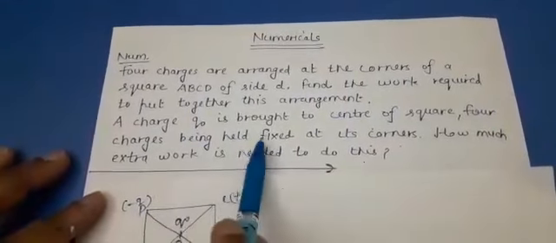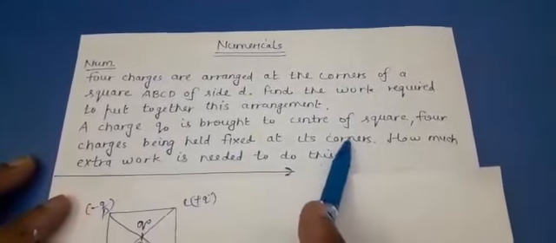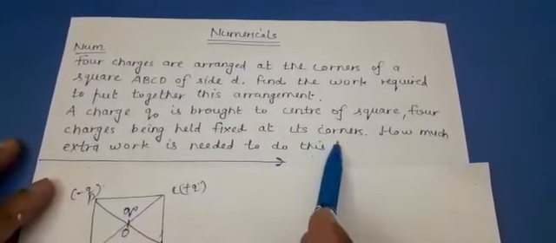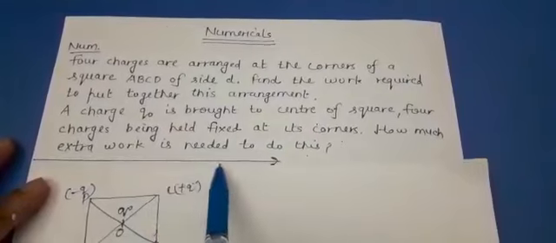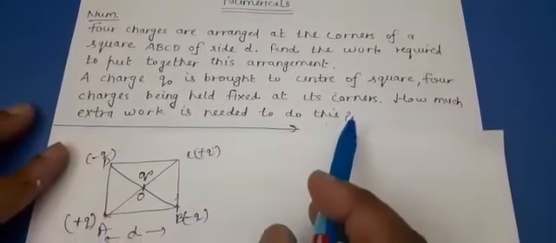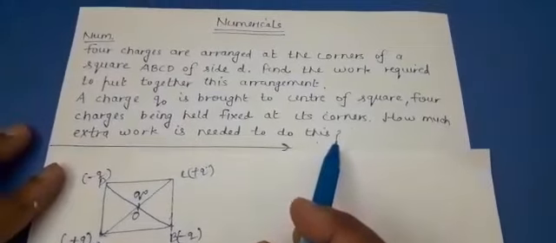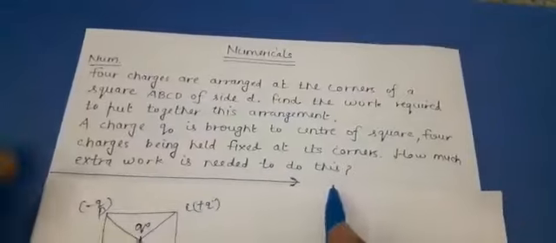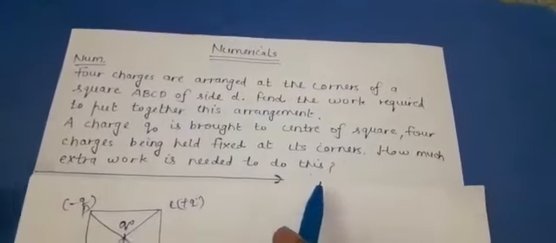A charge Q0 is brought to the center of the square, with the 4 charges being held fixed at its corners. How much extra work is needed to do this? So first of all, you have to understand the statement, what is given in the statement. That is the prime factor. If you are familiar with what is asked in the statement, then half the work of the numerical is done.